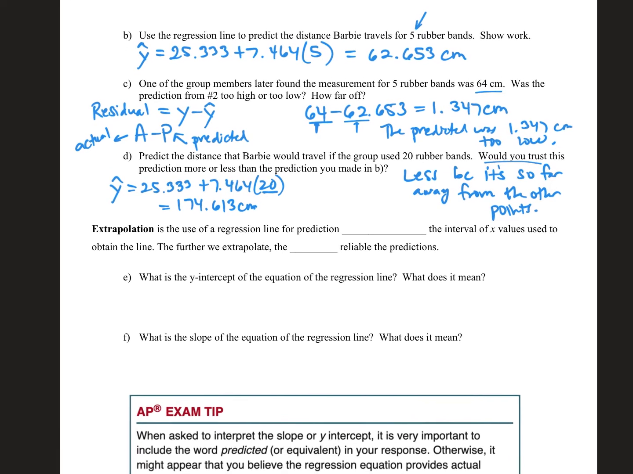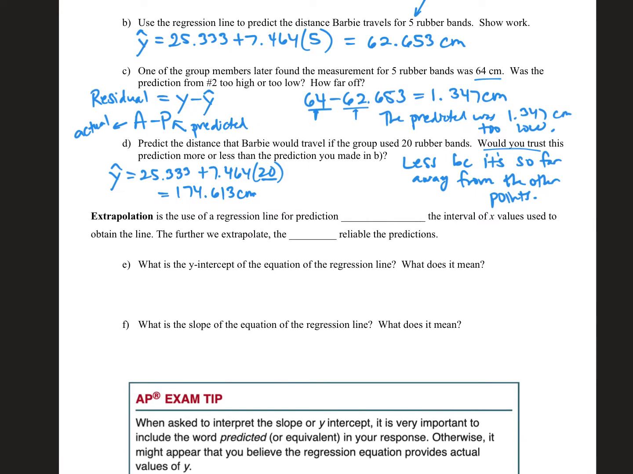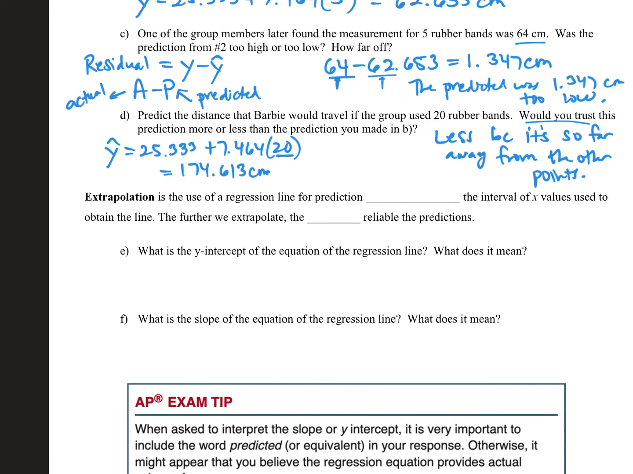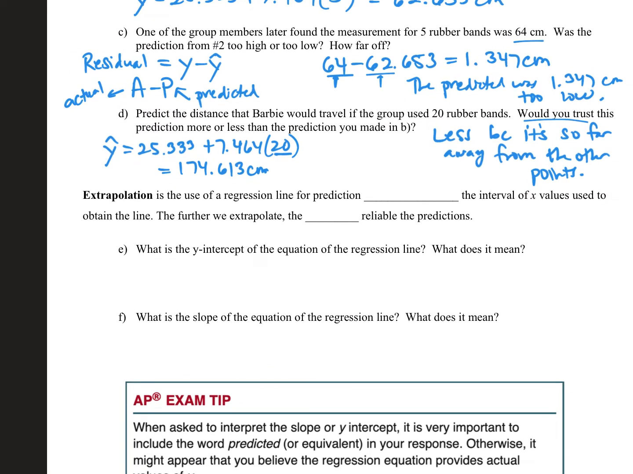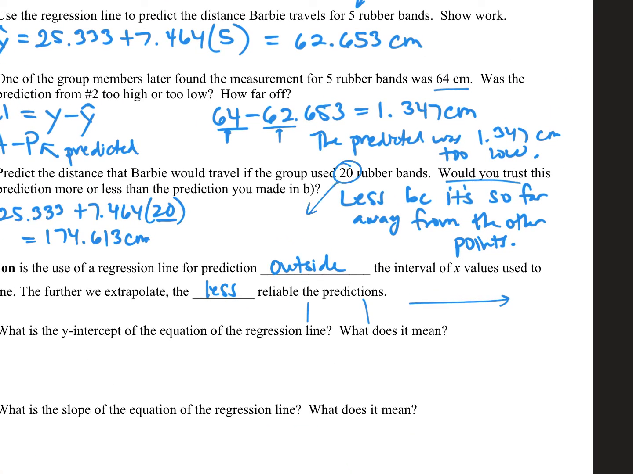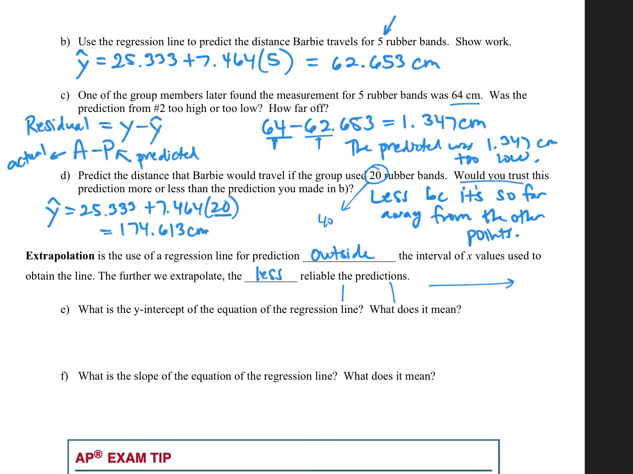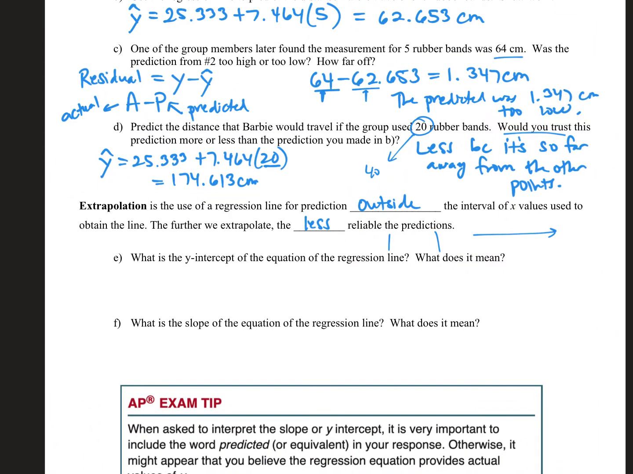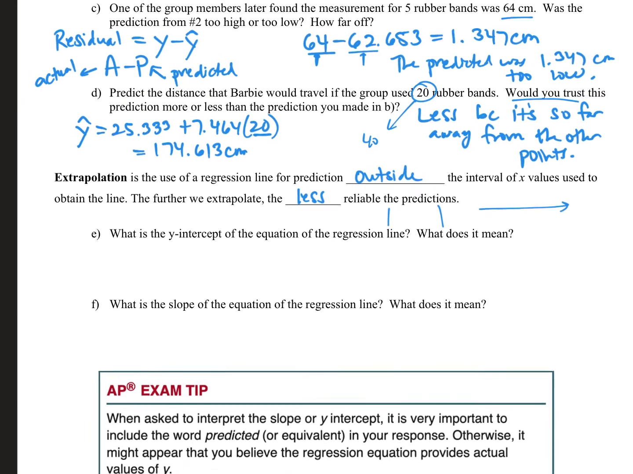Okay, and that is going to bring us to the idea of extrapolation. Extrapolation is the use of a regression line for prediction outside the interval of x values used to obtain the line. The further we extrapolate, so the further we go out away from the x's that were given to us, the less reliable the prediction. So if I asked you, instead of 20, how about 40 rubber bands or 100? The further we get away from our data points, which stopped at 7, the less reliable the prediction would be.